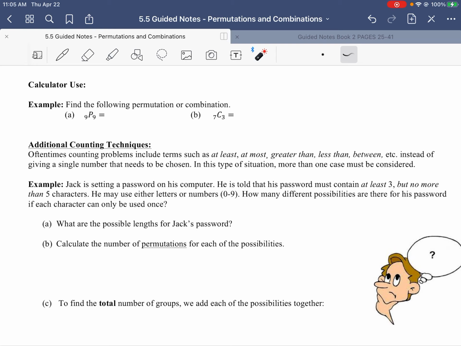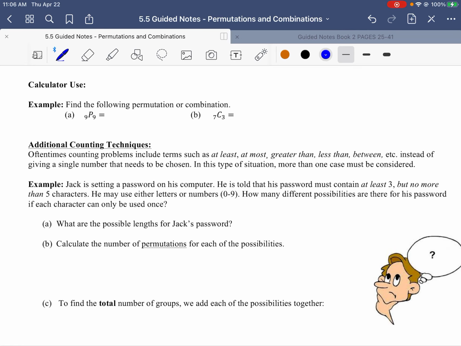So, Jack is setting a password. Sorry, there's the bell. On his computer, he's told that his password must contain at least 3, but no more than 5 characters. So this is still restricted to a few, but at least 3, no more than 5. He can choose letters or numbers. How many different possibilities are there for his password if each character can be used only once? So you can imagine if we opened up these parameters, there'd be a lot of passwords we could create, but this one's a little bit restricted.